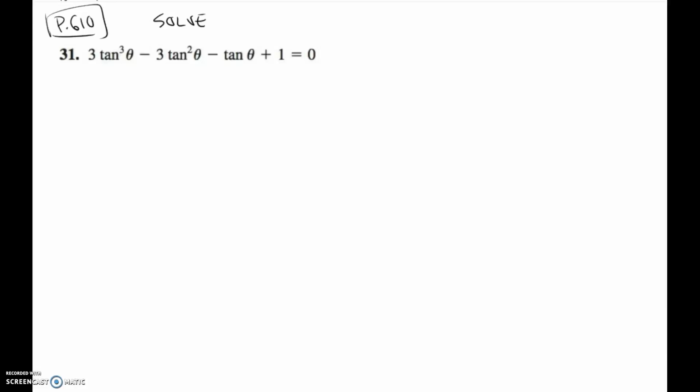All right, number 31 on page 610 asks us to solve this equation. Just like the one in the notes, if you have four terms, or anytime you have a four-term polynomial, oftentimes a factor by grouping technique might work. So let's try it. Out of the first two, I can factor out a 3 tangent squared theta, leaving me with a tangent theta minus 1.